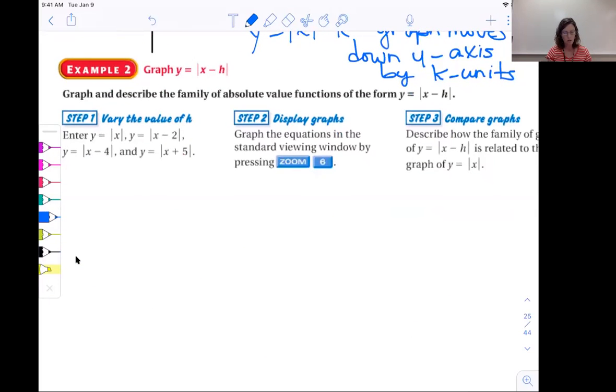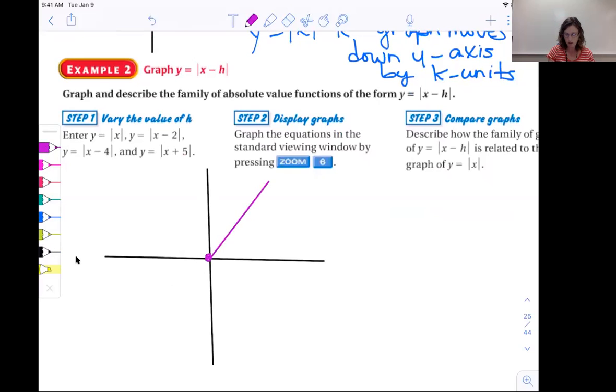So again, we know that we have this absolute value. And you were asked to graph the absolute value of x. So that's the original function. We call that our parent function. So I'm going to graph it again. So here's starting at the origin, it's still a V.